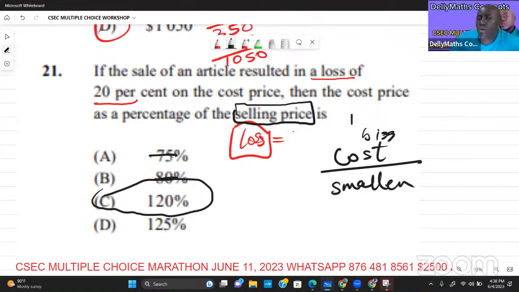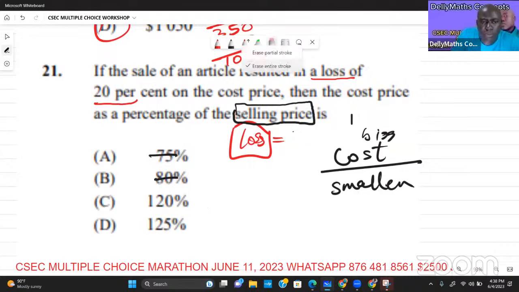It can't be less though than 100. Why? Because the bigger number, based on how they want you to represent it, is that they want the cost price as a percentage of the selling. So the selling will go at the bottom, and the selling was 20% less. So what we're looking at there is to make sure that we set it up the right way.